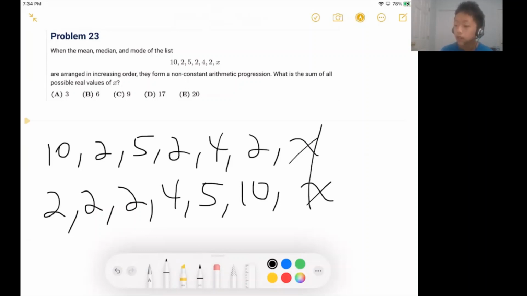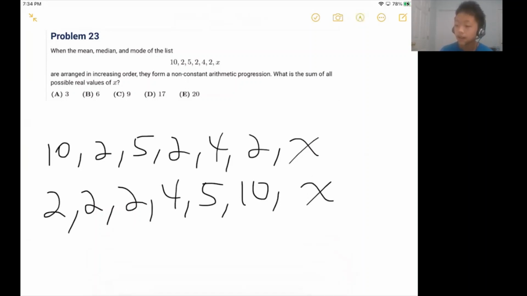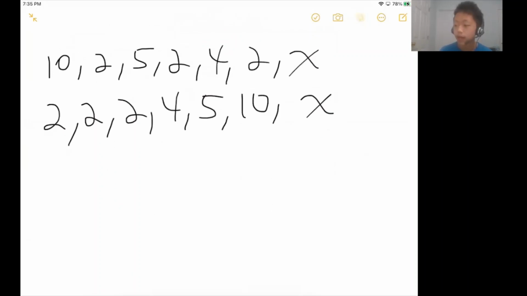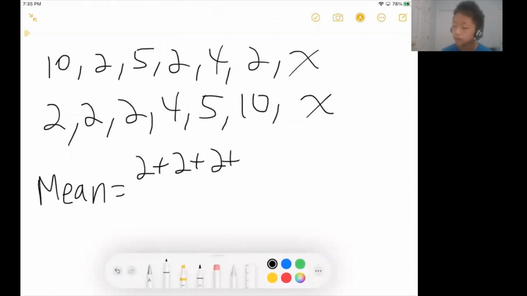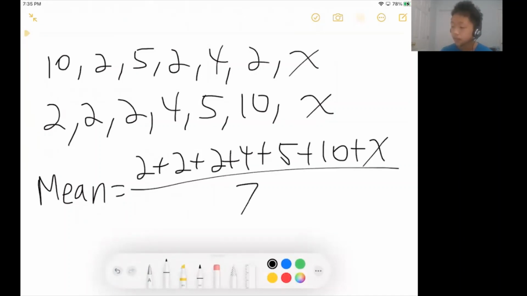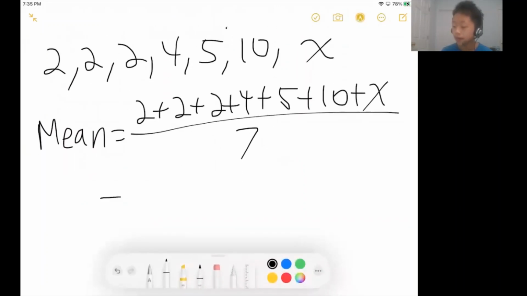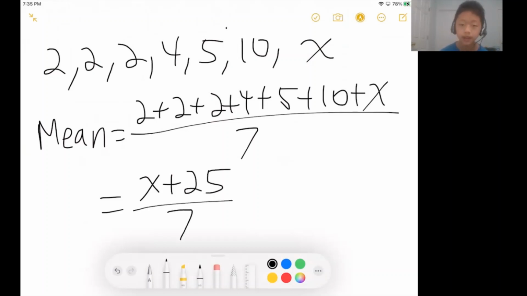First of all, let's calculate the mean of the set of 7 numbers. The mean is basically the average of the 7 numbers. So the mean is equal to 2 plus 2 plus 2 plus 4 plus 5 plus 10 plus x, divided by 7. If we simplify the top, 2 plus 2 plus 2 plus 4 plus 5 plus 10, that equals, actually, 25. So we have that x plus 25, divided by 7, is equal to the mean of the 7 numbers.